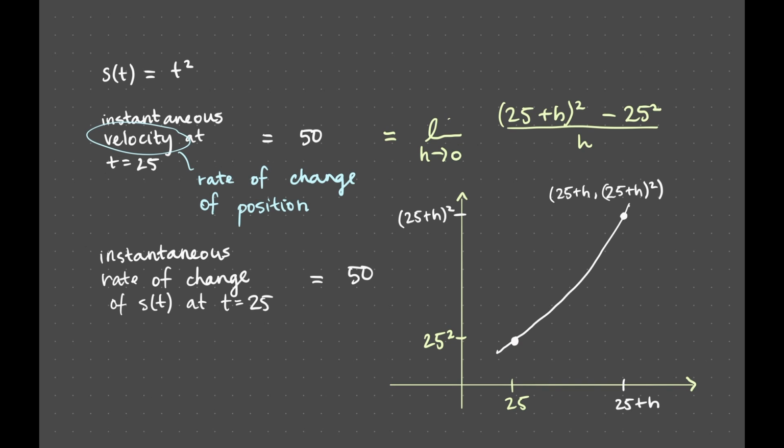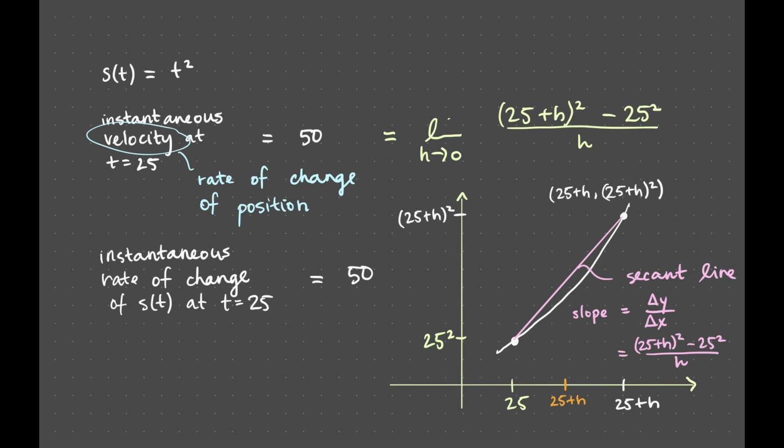By definition, the average rate of change from t equals 25 to t equals 25 plus h is the change in position over the change in time, which, between these 2 points, is (25 plus h) squared minus 25 squared all over h. Notice that this average rate of change is exactly the slope of the secant line connecting the point on the graph at t equals 25 to the point at t equals 25 plus h. Indeed, the slope of this line is the change in y values over the change in x values, which, with these particular numbers, is exactly the average rate of change over this interval.